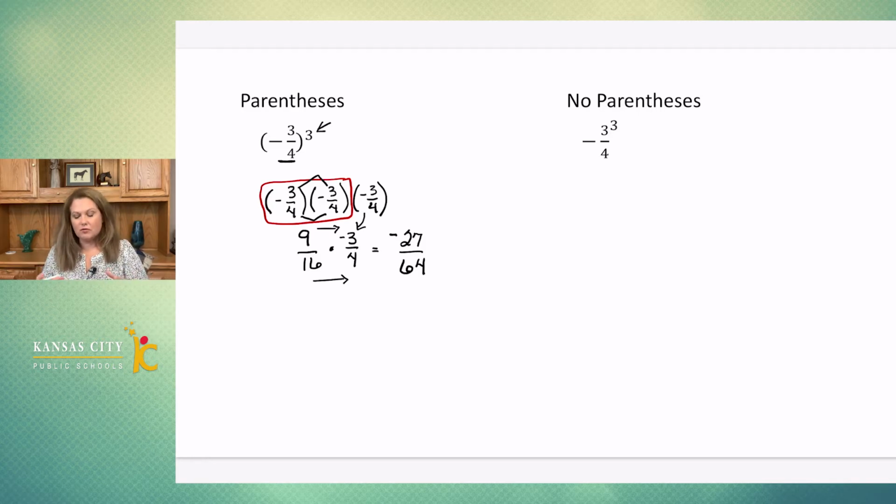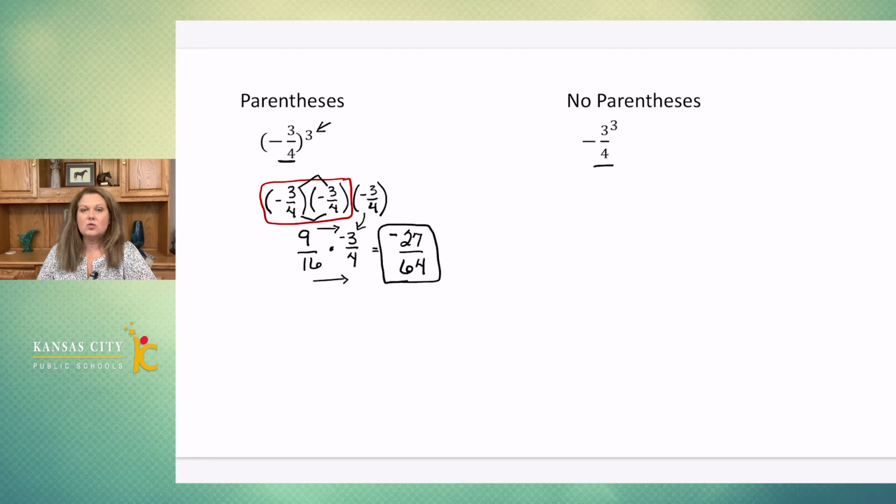Make sure you're looking for simplification here. If there's anything to simplify, please do that. I don't think there is, so my answer is going to be negative 27/64. Now let's take a look with my fraction that does not have parentheses.